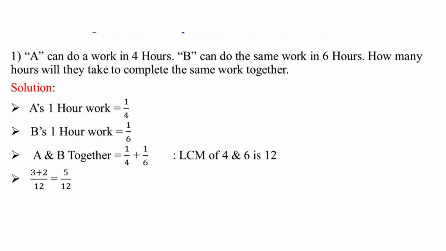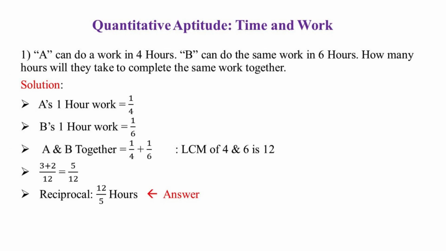So 5 by 12 is the 1 hour work of A and B if they work together. If you take the reciprocal of this 5 by 12, it will become 12 by 5 hours. So 12 by 5 is the required answer. That means A and B together can do the same piece of work in 12 by 5 hours.